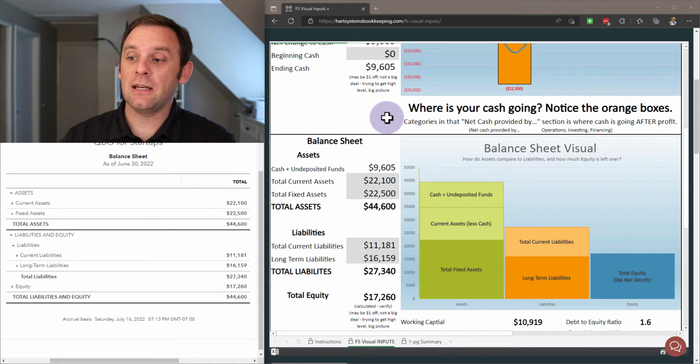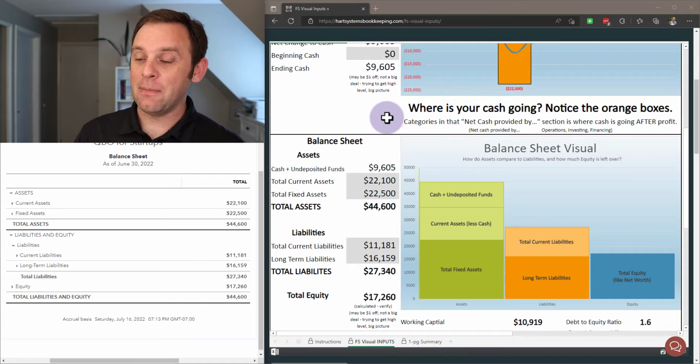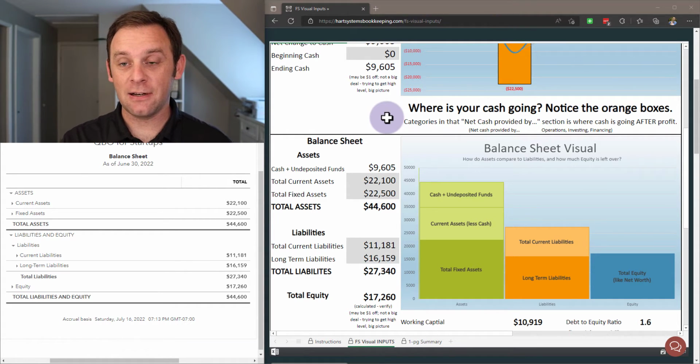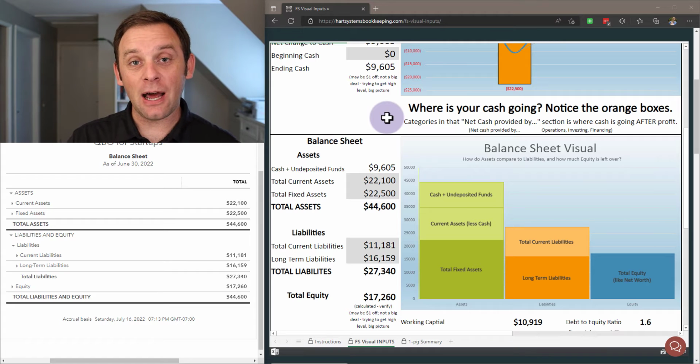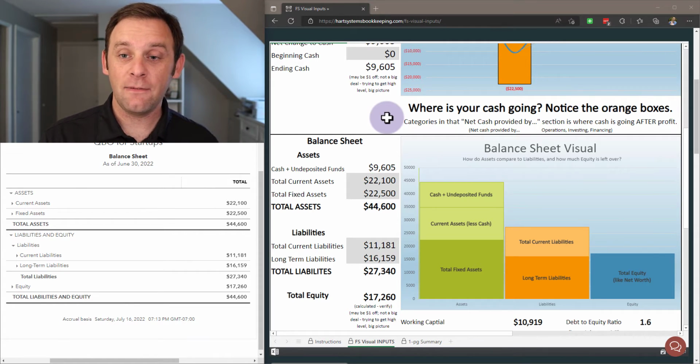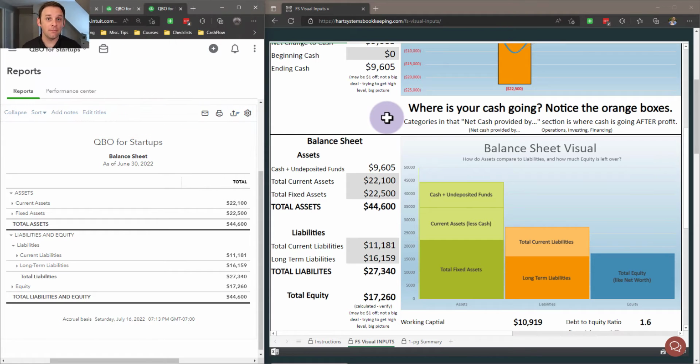So of course, we want our assets to be big, our liabilities to be small, and our equity to be large. Here's a little teaser, a quick tip: profit, net income, flows right into equity. So if you want your equity to increase, the first thing to work on is being profitable.